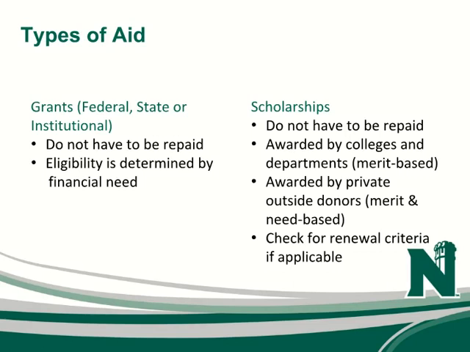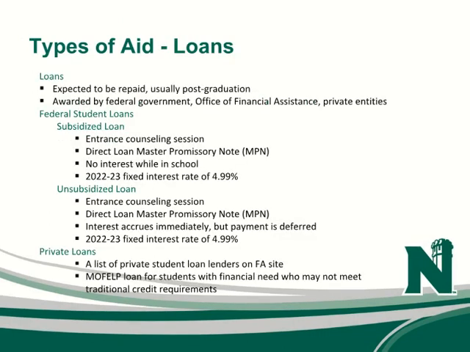Scholarships are awarded based on merit, though some have a need component. Some scholarships are renewable for future academic years. Be aware of renewal criteria. Loans must typically be repaid. Student loan repayment may be deferred until the recipient has been out of school for 6 months.